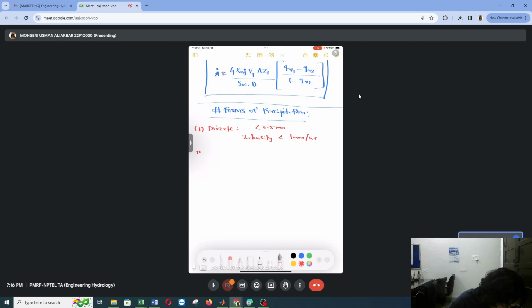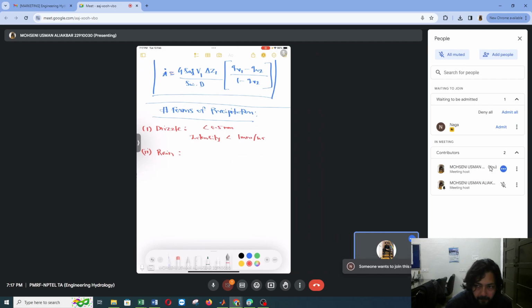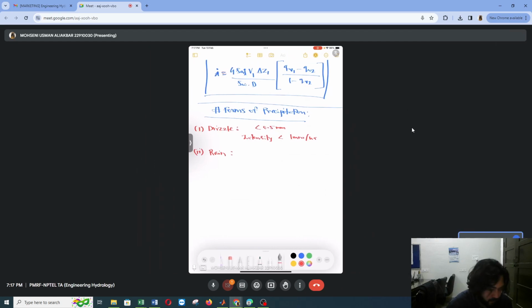Then the next is rainfall, or rain, right? The water drops of rain are of different sizes. The size of rainfall varies from 0.5 mm, which is greater than drizzle, up to 6 mm, and it also has different intensities. We can classify the rain as moderate rain, heavy rain, or light rain, depending upon its intensity.